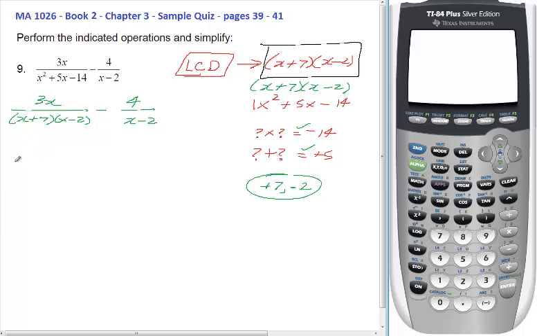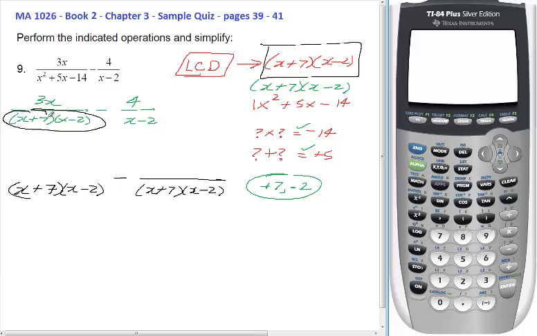Now what I've got to do is make sure each denominator is written as x plus 7, x minus 2. So I'm going to write them right here. And this one as x plus 7, x minus 2. How do I make this one the same as that one? Well, it's already the same, so I don't have to worry about that one. It already is the common denominator, so I don't multiply the 3x by any factor.